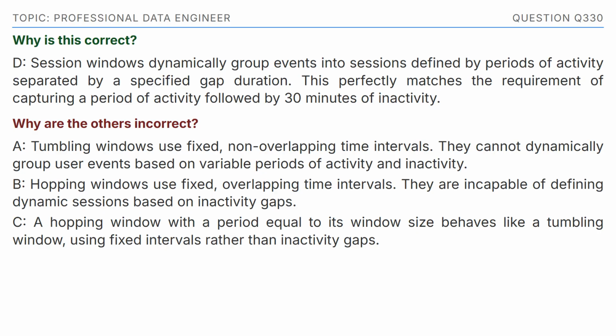Why are the others incorrect? A. Tumbling windows use fixed, non-overlapping time intervals. They cannot dynamically group user events based on variable periods of activity and inactivity. B. Hopping windows use fixed, overlapping time intervals. They are incapable of defining dynamic sessions based on inactivity gaps. C. A hopping window with a period equal to its window size behaves like a tumbling window, using fixed intervals rather than inactivity gaps.